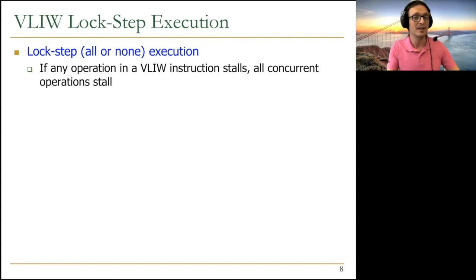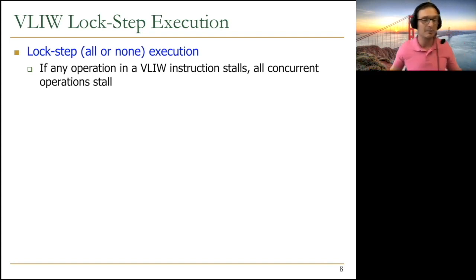Okay, so let's talk a little bit about lockstep execution. Lockstep means all or none, also all or nothing. Basically, if any operation in a VLIW instruction stalls, all concurrent operations need to stall. And again, this is based on the VLIW philosophy. We don't want to complicate the machine. We want to have this bundle of instructions, and we're going to treat them as a bundle. We cannot really break them into pieces. The machine treats them as a bundle.